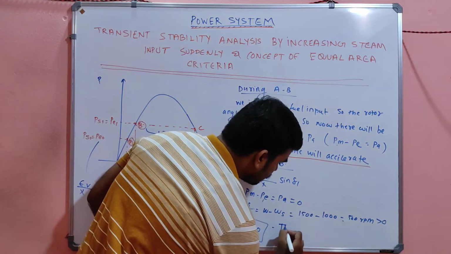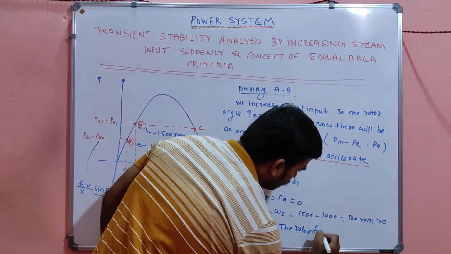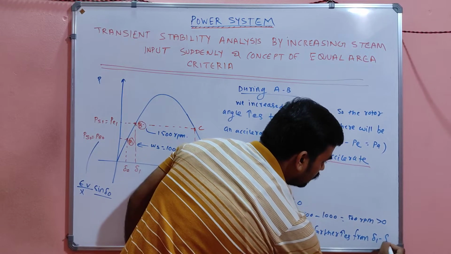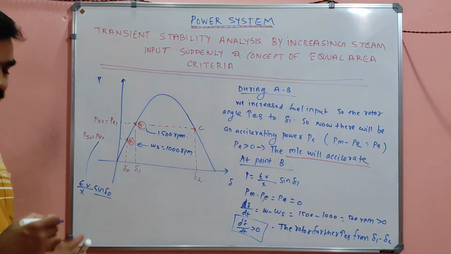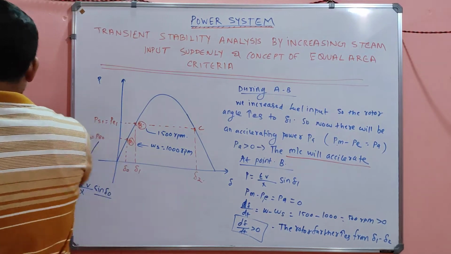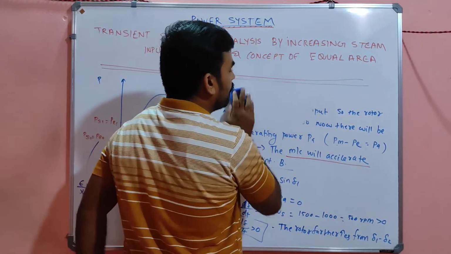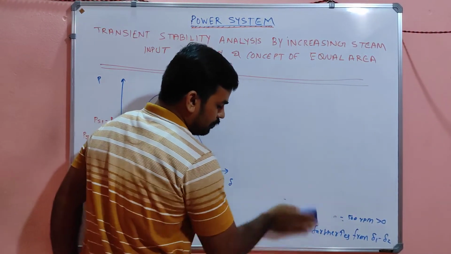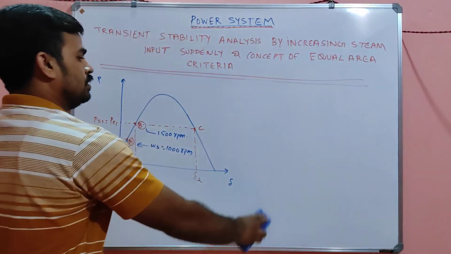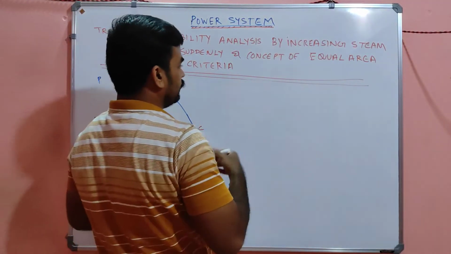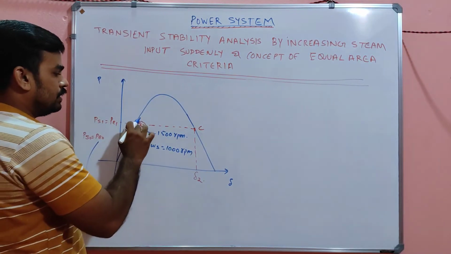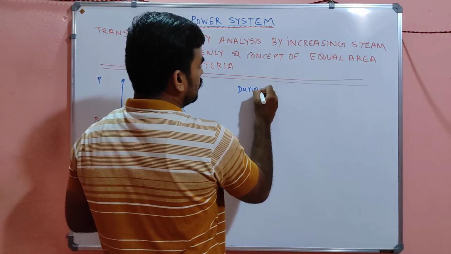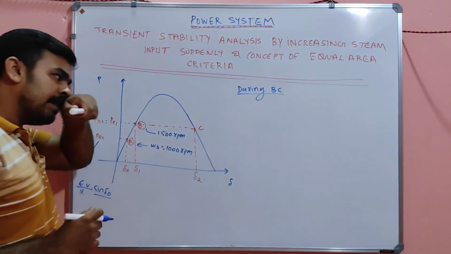So what happened? The rotor angle further increases from delta 1 to delta 2. I hope you have understood. So during BC, AB was acceleration, at B there is no acceleration or deceleration, and during BC let's see what happened.